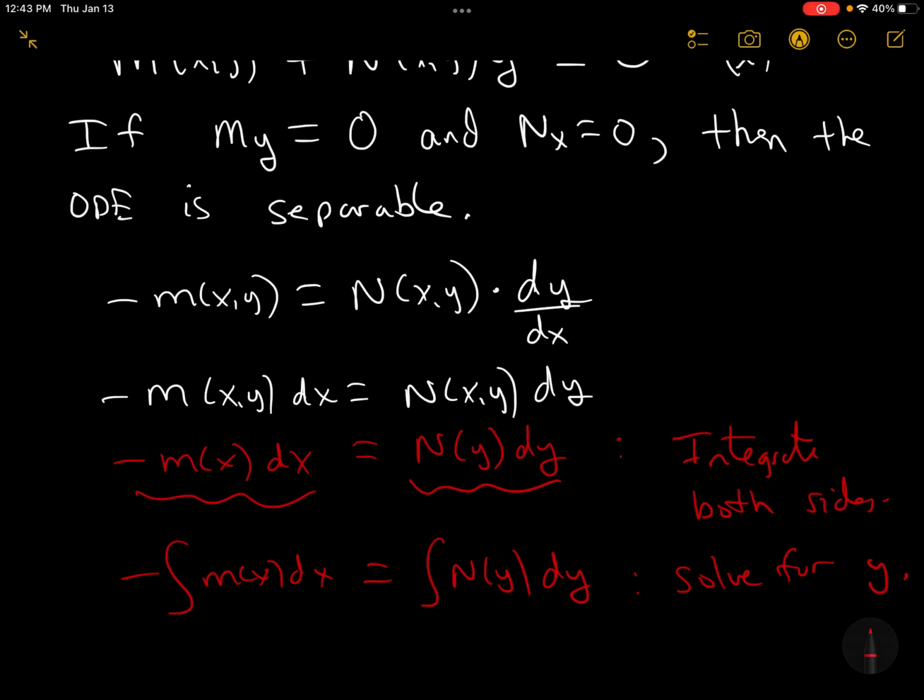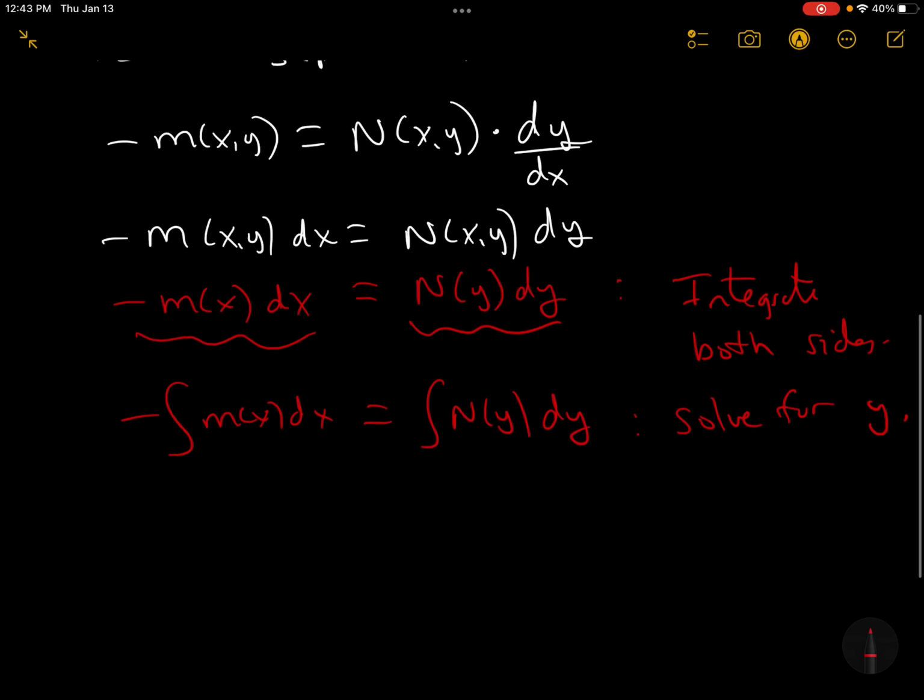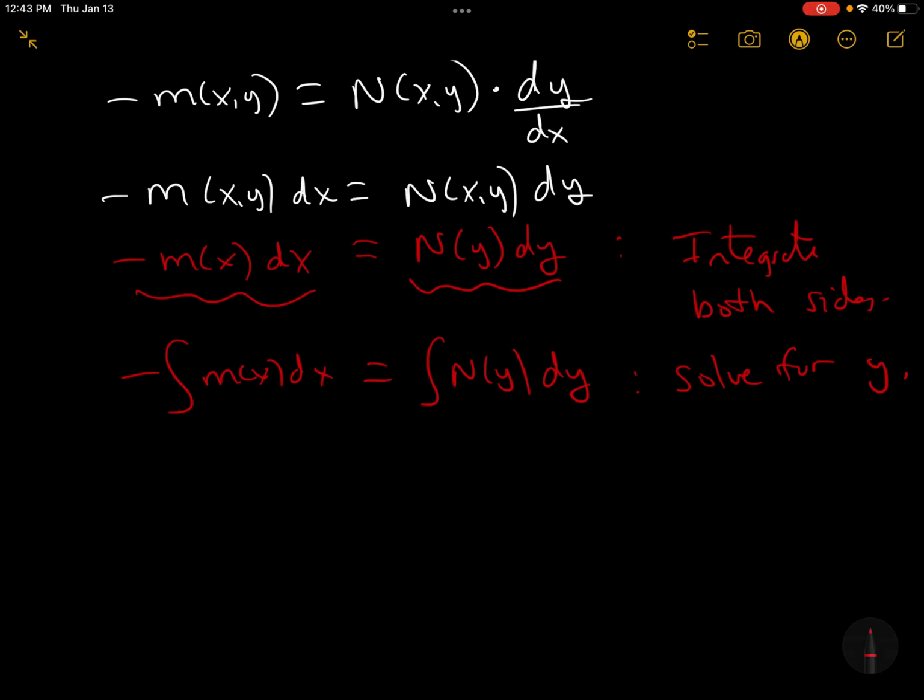And the hardest part is that you have to do some massaging and manipulating of the function to get it into a separable form, and if it doesn't work, then it's not separable. So let's just look at a couple of examples here. Actually, let's just look at one, and then we'll do some more in class.